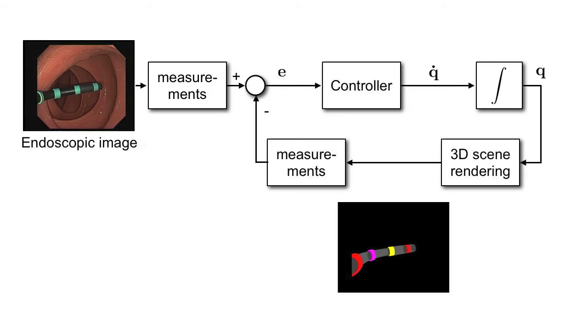The controller computes the required state change Q dot using the pseudo-inverse of the interaction matrix, which describes the relation between the change of state Q and the change of error E.